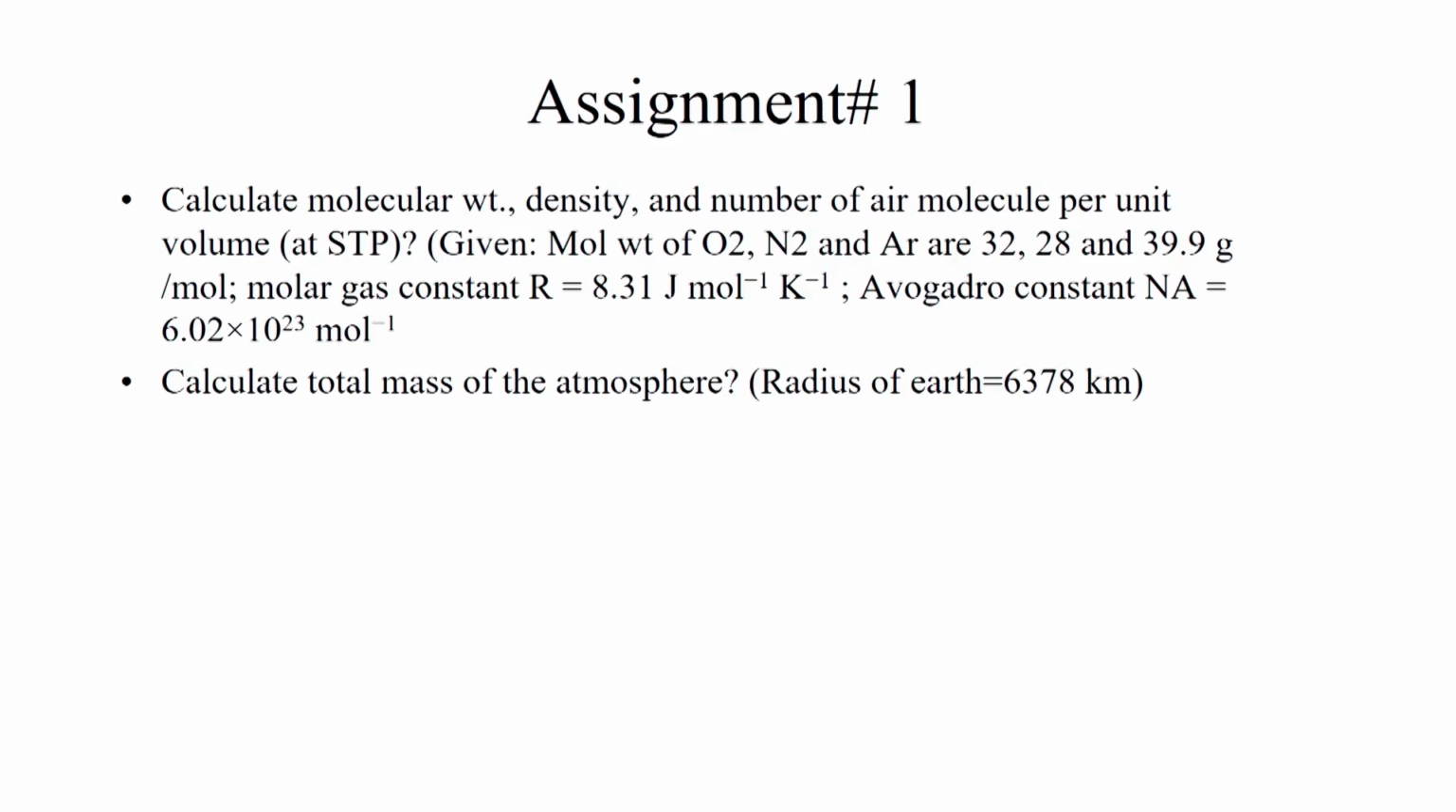Okay, so welcome to the lecture series on air pollution and atmospheric chemistry. This is lecture 8. In this lecture, we are going to do some calculations and solve some numerical examples, because this is a very important topic that we need to understand. For example, I gave one simple question: calculate molecular weight, density, number of molecules per unit volume at STP, and then calculate the total mass of the atmosphere.